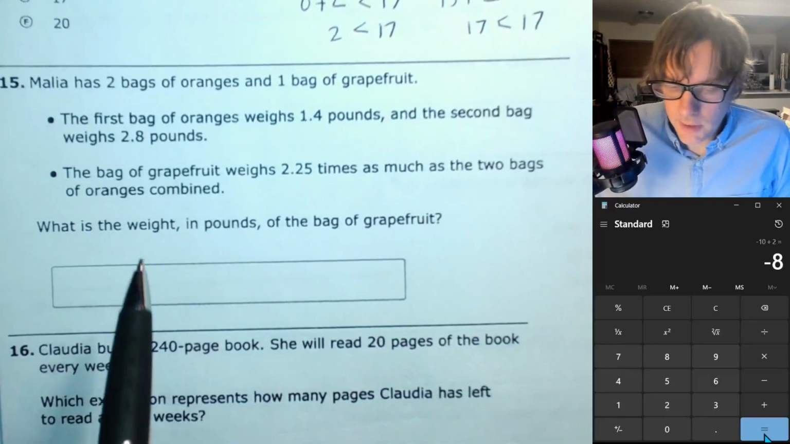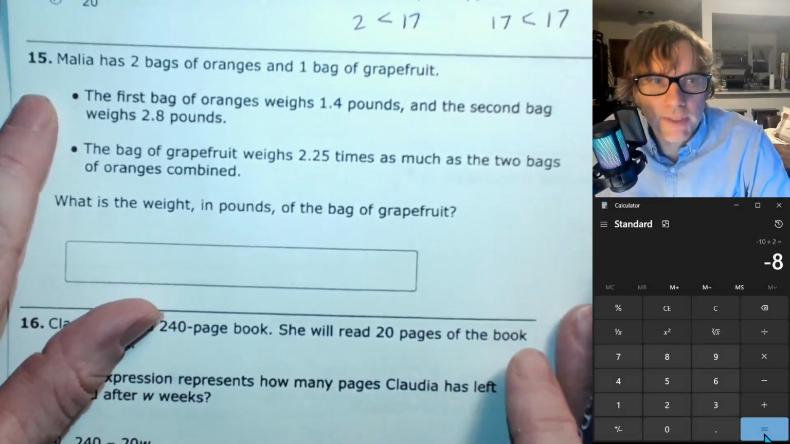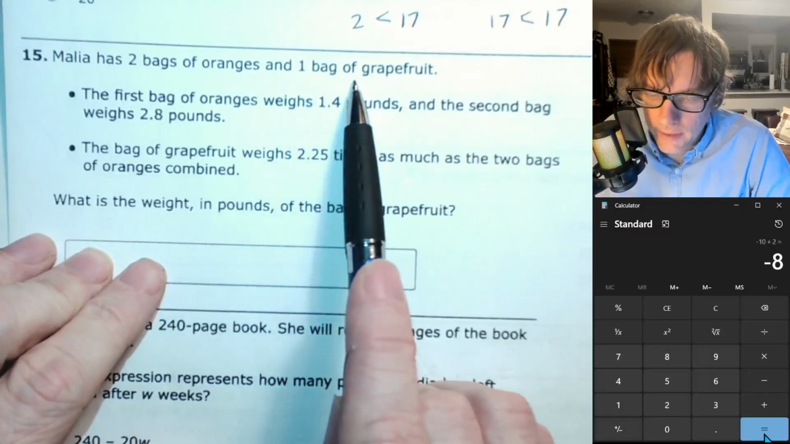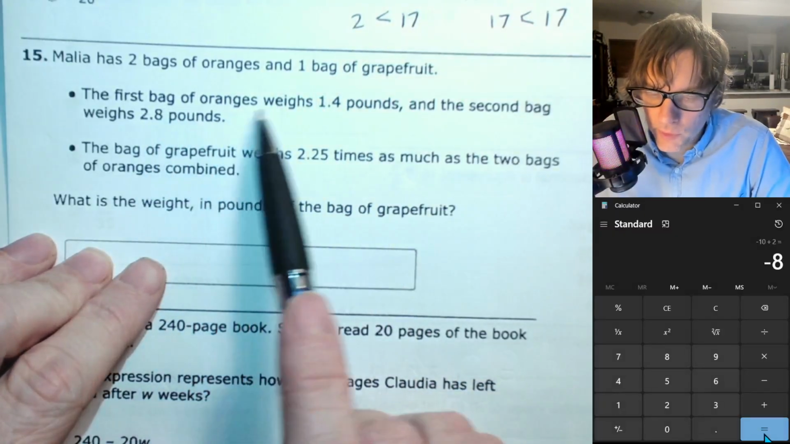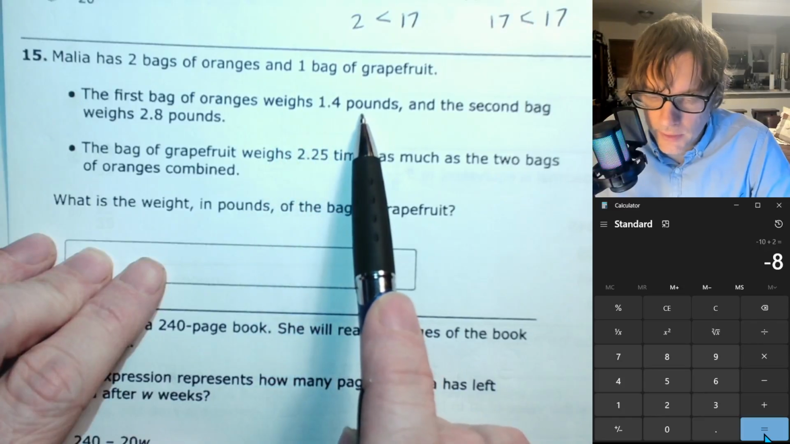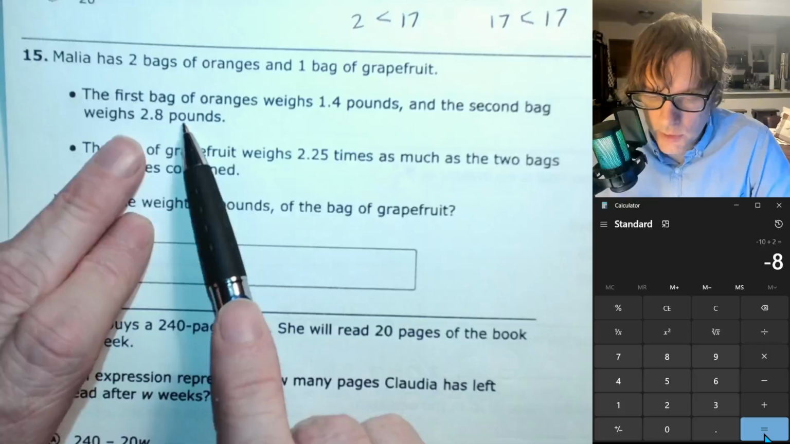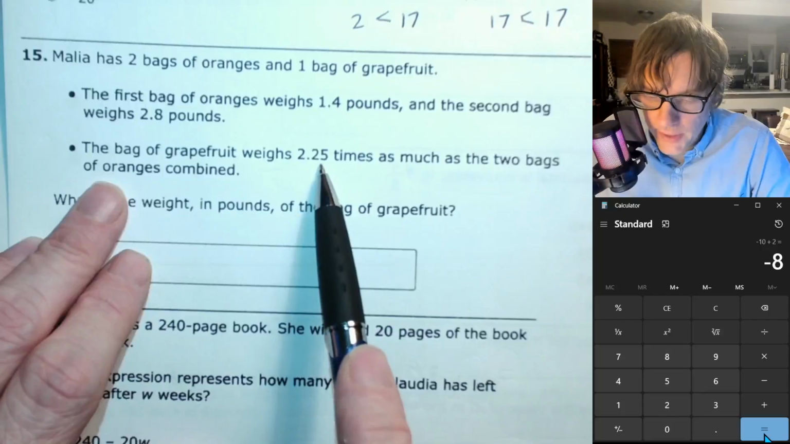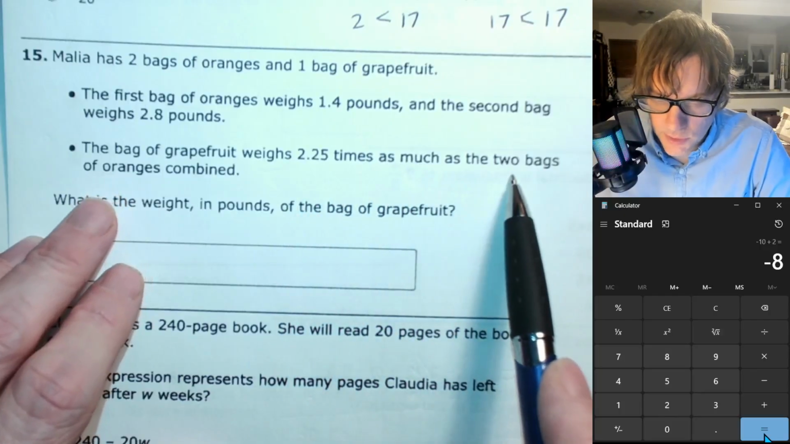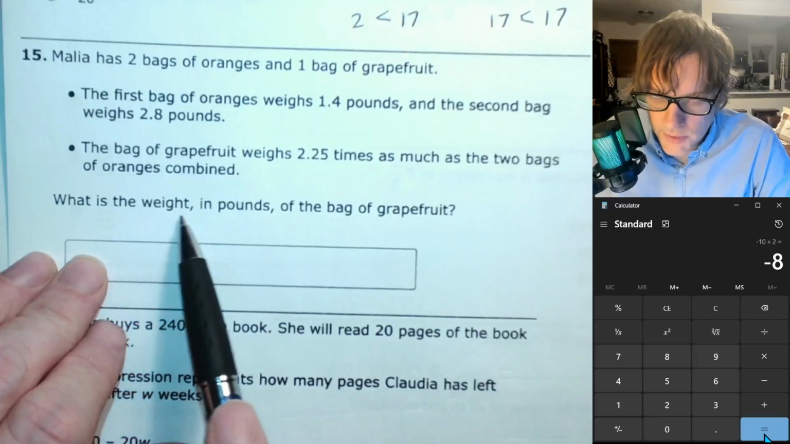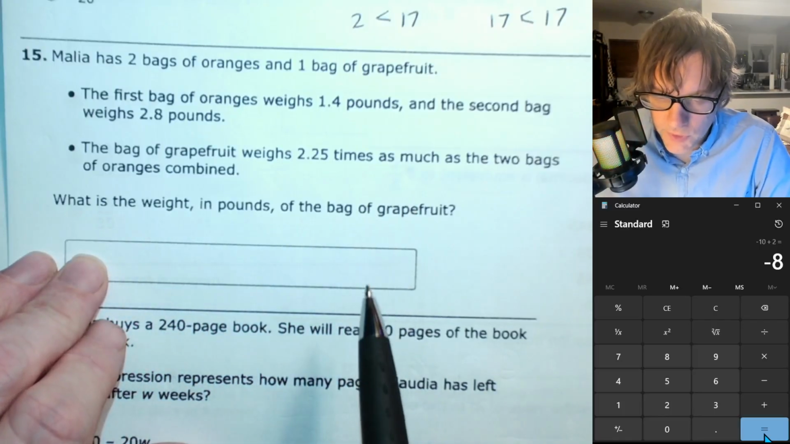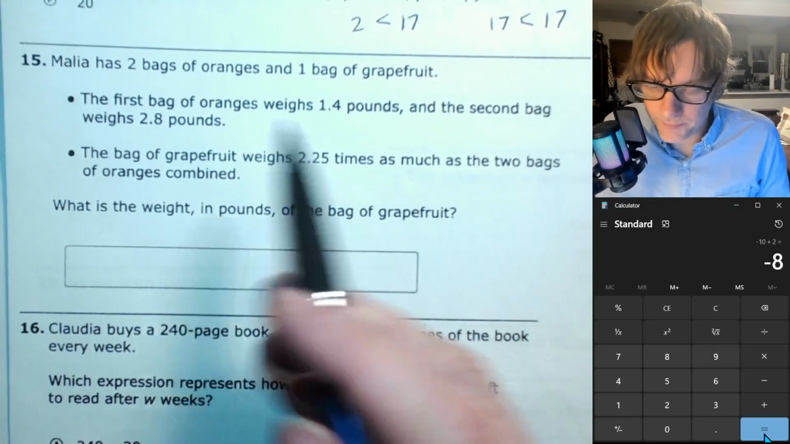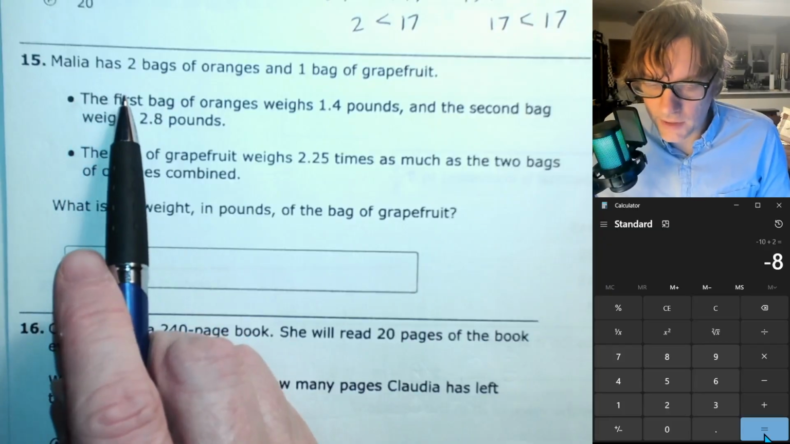A few more, rather. All right, so here we go. 15. Malia has 2 bags of oranges and 1 bag of grapefruit. The first bag of oranges weighs 1.4 pounds, and the second bag weighs 2.8 pounds. The bag of grapefruit weighs 2.25 times as much as the 2 bags of oranges combined. What is the weight in pounds of the grapefruit? This one's a little bit tricky. It's definitely the hardest problem on here so far.